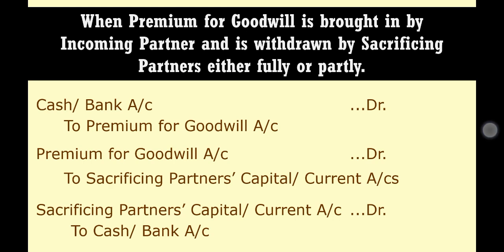Next, when the incoming partner is unable to bring premium for goodwill either fully or partly. Now here the partner is not able to bring premium for goodwill, but we want the amount. So what we will do is, first we will take the amount as he is giving. For example, we ask him to pay 1000 rupees, but he is paying 60%, means 600 rupees he can pay. So cash we will take 600, we will debit it.